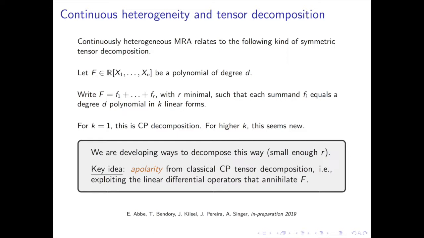And it turns out that the key idea is called apolarity, which is useful for classical CP symmetric tensor decomposition. What you should do is take your capital F and look at linear differential operators that kill F. Those somehow contain a lot of information about F if F happens to admit a low rank decomposition in this way. Okay, so this is also work in progress.